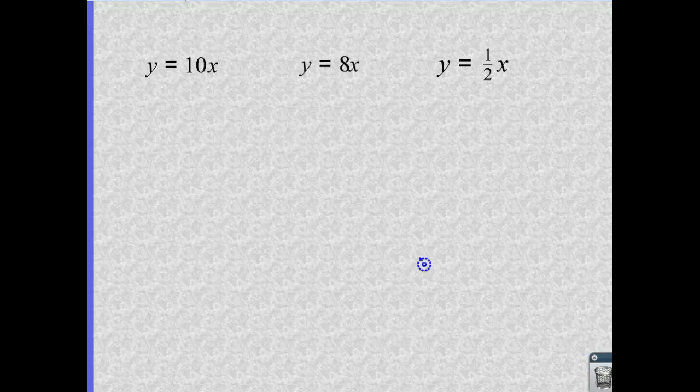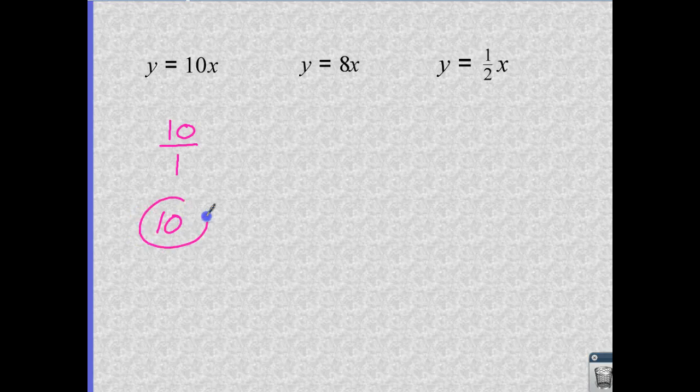And then the last part of the standard, they would like us to recognize these constant of proportionalities, these common rates of change, and extracting them from equations. So simply in the first one, I see that we have y equals 10x. So my slope is 10 over 1. So my constant change would be just plain old 10. We have 8. And over here we have 1/2.